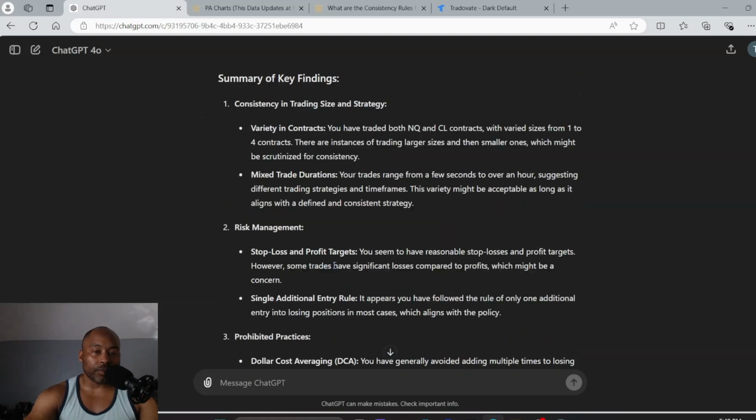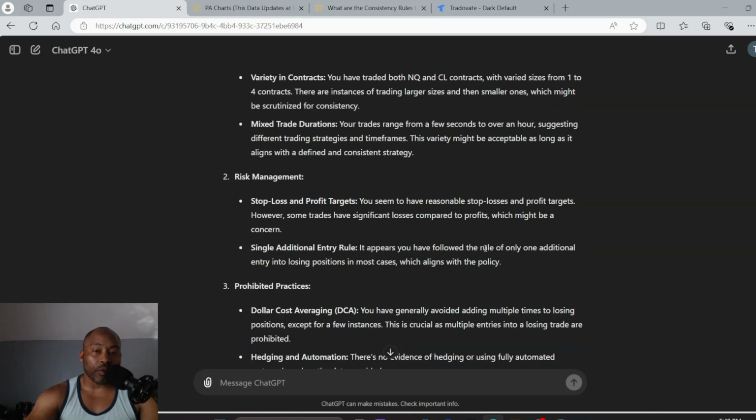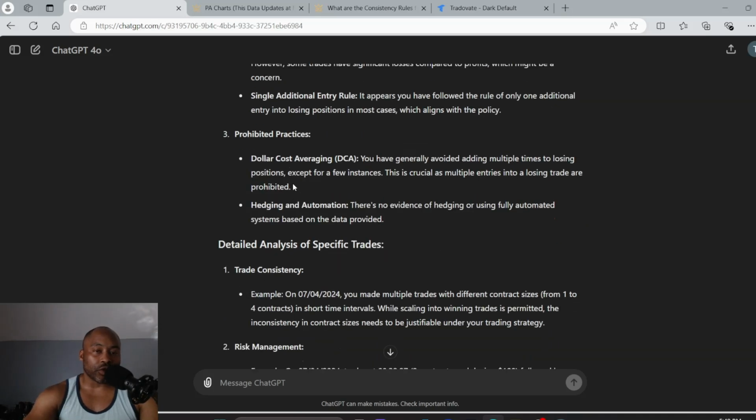Now, as far as risk management, it says that I seem to have reasonable stop loss and profit targets. However, some trades have significant losses compared to profits, which might be a concern. Also, it appears that I follow the rule of only one additional entry into a losing position in most cases, which aligns with the policy. As far as dollar cost averaging, which we all know is a major reason that people get denied payouts, it says that I have generally avoided adding multiple times to a losing position except for a few instances. This is crucial, as multiple entries into a losing trade are prohibited.